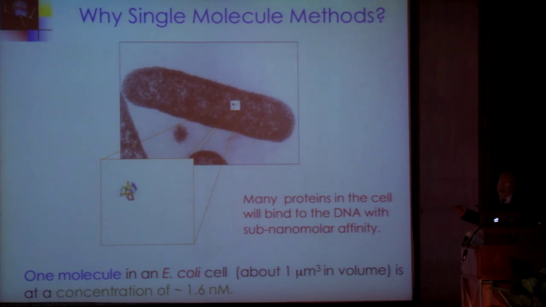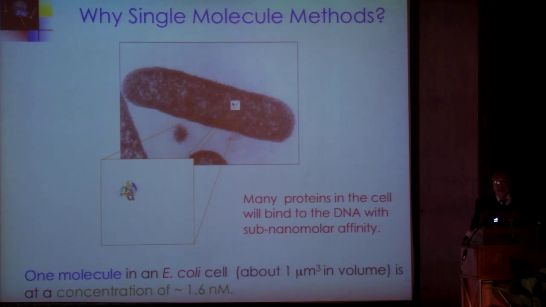Let's take a bacterium, in fact, like E. coli, and let's take a single molecule of any protein, of any molecule if you want. We know the volume of E. coli is about 1 micron cube, about a micron by a micron by a micron. If you calculate the concentration of that molecule in the cell, you'll find that it's 1.6 nanomolar. Just one molecule is at the concentration of 1.6 nanomolar.